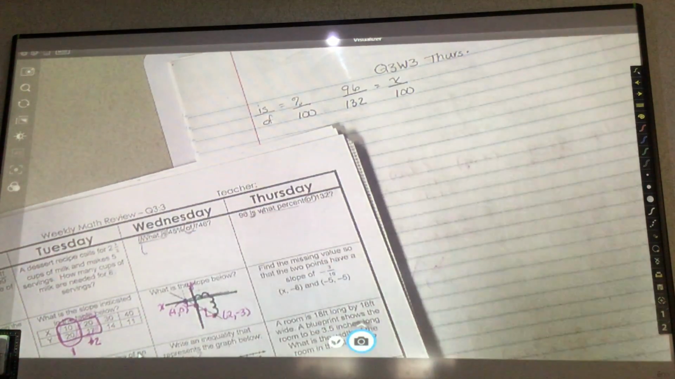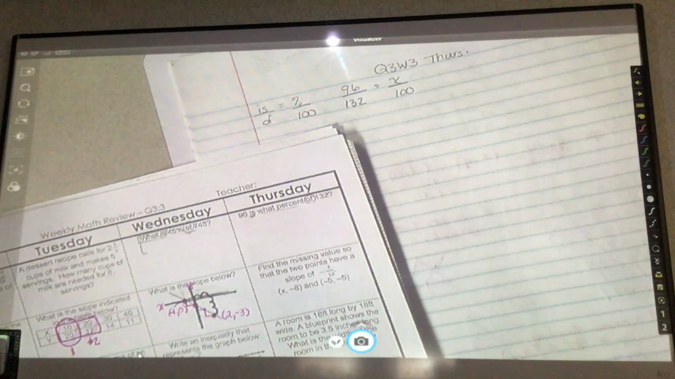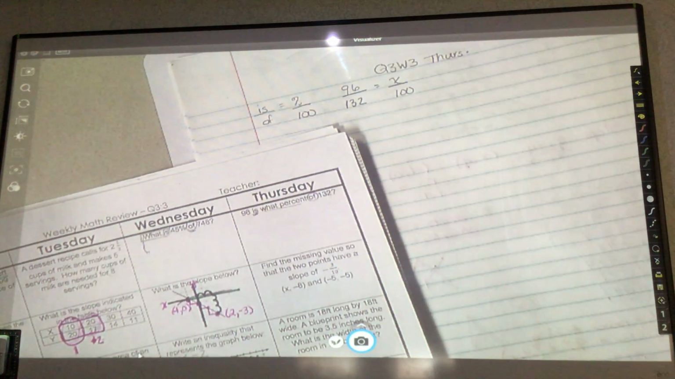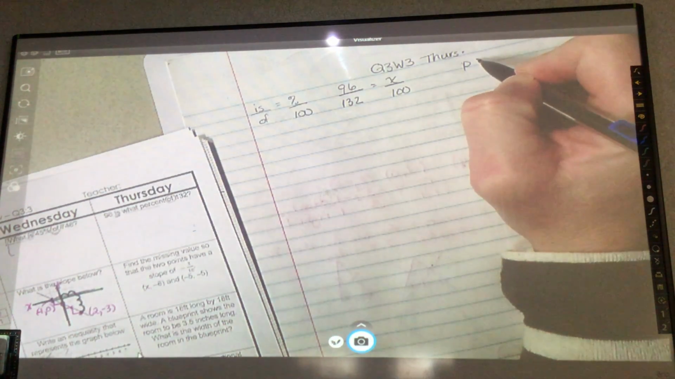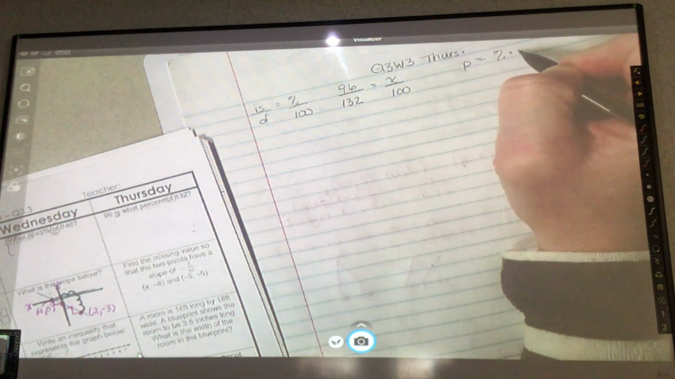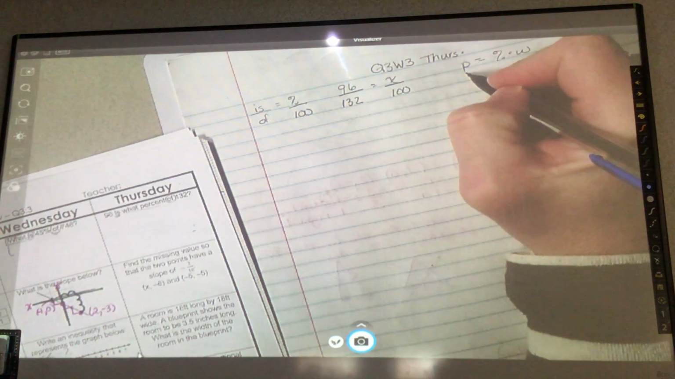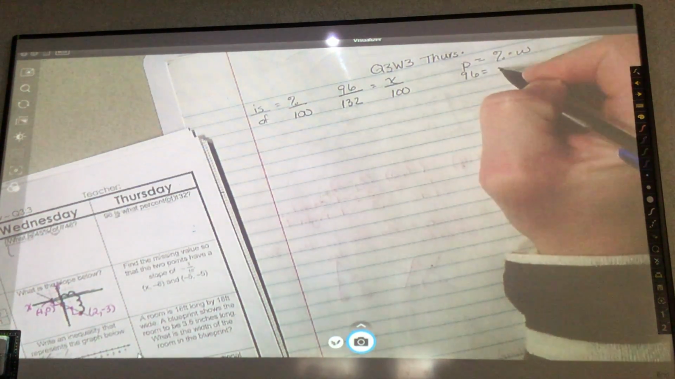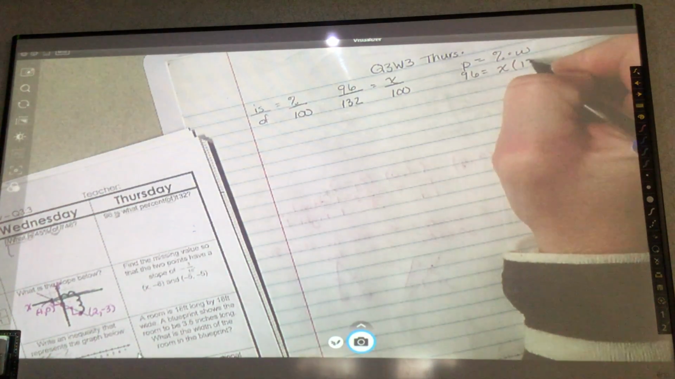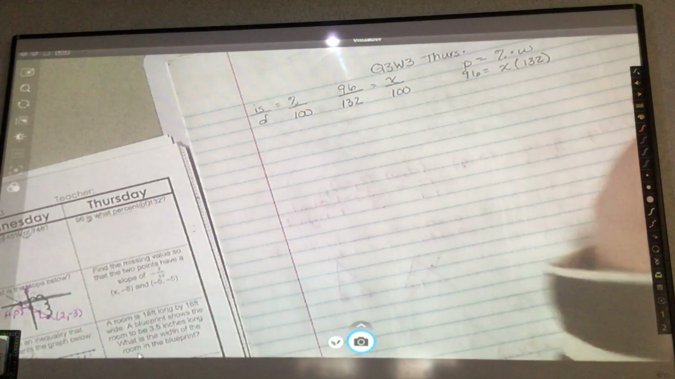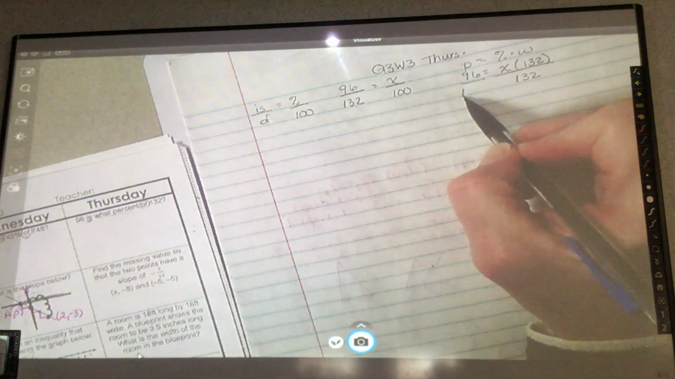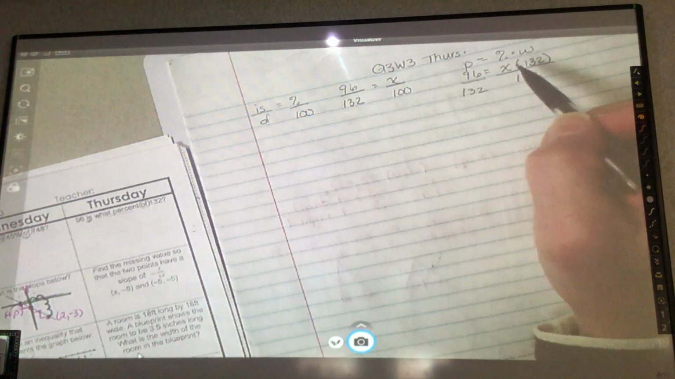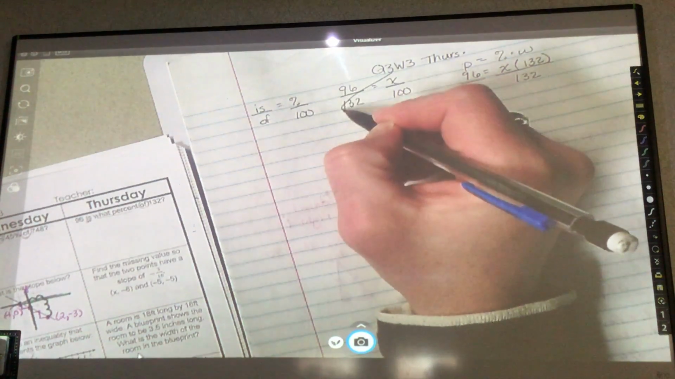If I do the percent proportion method, that would be part equals percent times the whole. So I know the part is 96 equals x times the whole, which is 132. So then I would just divide this side by 132, divide this side by 132. Okay?